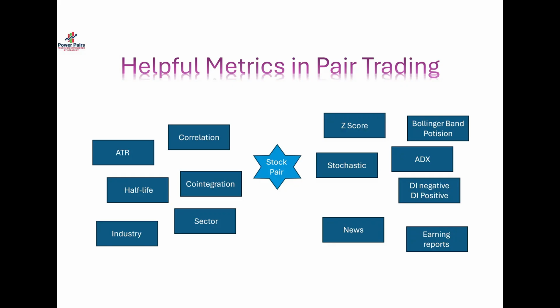On this slide, you can see a variety of metrics that are commonly used in pair trading. Each one of these metrics has a different purpose. Some measure stability, some help us validate a trading signal, and others indicate risk, trend strength, or statistical behavior. Before we dive into the key metrics one by one and understand how each of them contributes to better trading decisions, let's divide them into three categories.